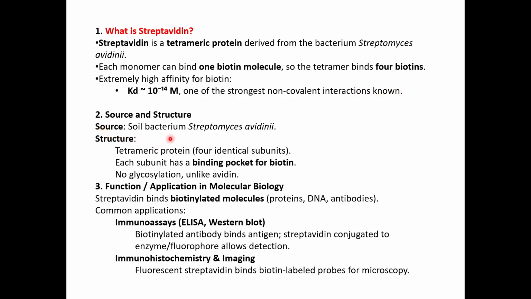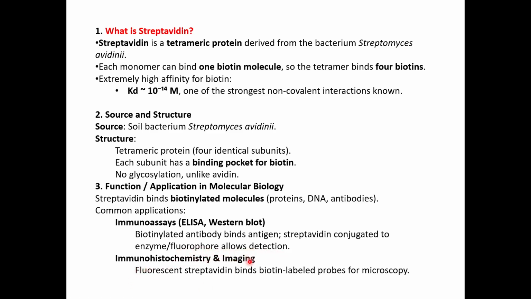The source is the soil bacterium Streptomyces avidinii, and it is tetrameric. It has a binding pocket for biotin, and no glycosylation, unlike avidin. So it is better than avidin. Avidin is the original molecule, and streptavidin is the tetrameric protein. Functionally, in lab research, streptavidin binds to biotinylated molecules like proteins, DNA, and antibodies. It is commonly used in immunoassays and immunohistochemistry, such as ELISA and Western blot, where a biotinylated antibody binds to antigen, and streptavidin conjugated to an enzyme or fluorophore allows detection.